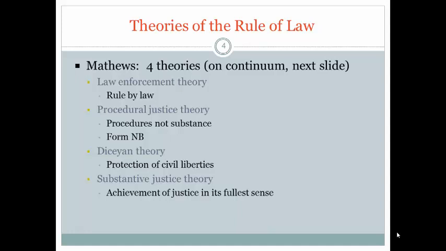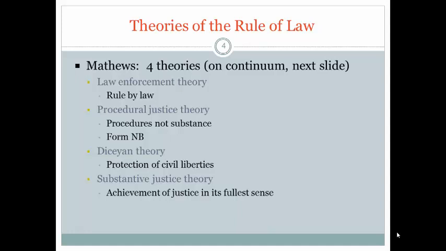You don't set any standards for the content of the law, but you simply ask, did you follow the correct procedures to get to the law and enforce the law? And the hallmark of this theory of the rule of law is legalism. So in other words, you can simply say that there has been compliance with the rule of law if the law has been followed, but you don't ask any questions about the content of that law, whether fair, unfair, just or unjust.